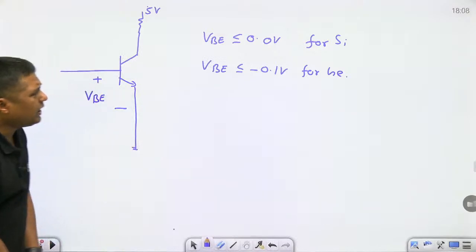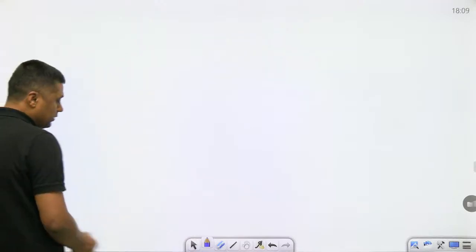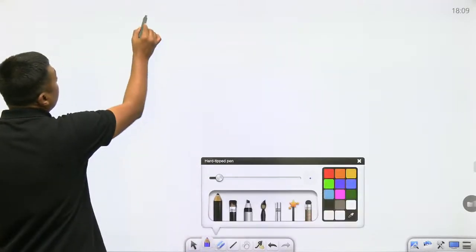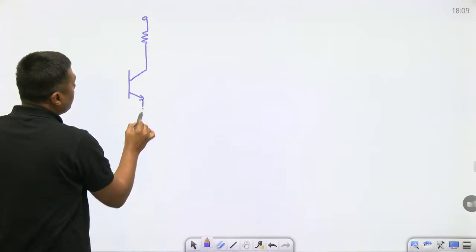Okay, I think I have already solved one question, what is the value of the resistor and so on. So you can try, otherwise in the next class I will solve this question. This is a very, very important question. I have forgotten the value, but okay.